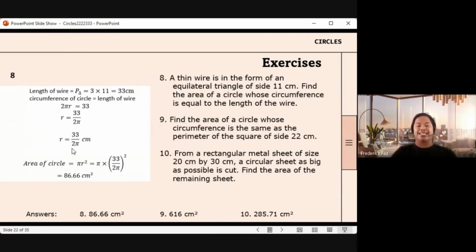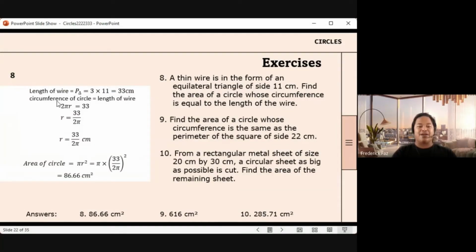For number 8, a thin wire is in the form of an equilateral triangle of side 11 centimeters. Find the area of a circle whose circumference is equal to the length of the wire. The given is an equilateral triangle of side 11. This means that the perimeter of the triangle is equal to 33, since there are three equal sides and each side measures 11. So, 3 times 11 is 33.